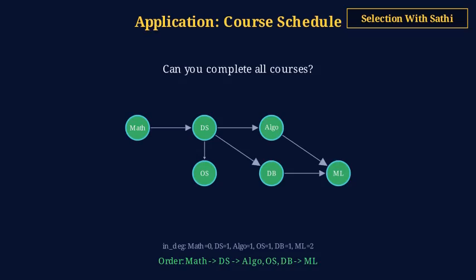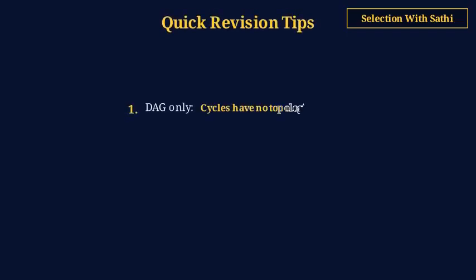The queue starts empty. The main loop never executes. Count stays at 0. Check, count 0 is not equal to n, which is 3. Cycle detected. This makes intuitive sense. In a cycle, every node has at least one predecessor, so no node can be the starting point of a topological order.